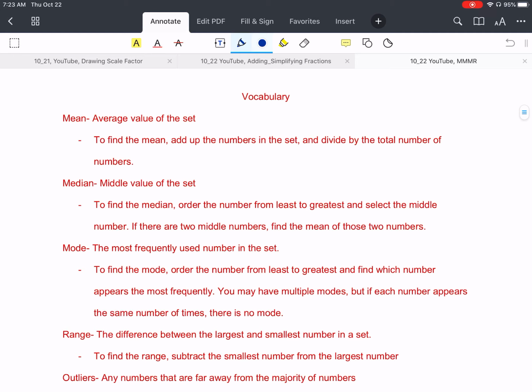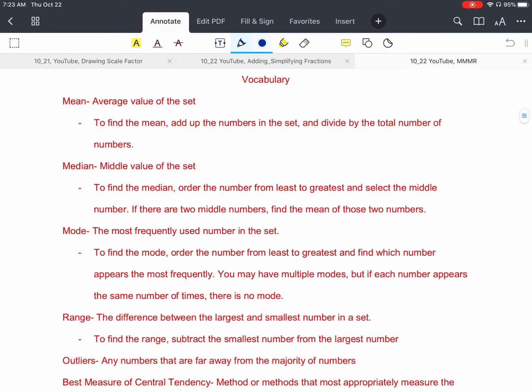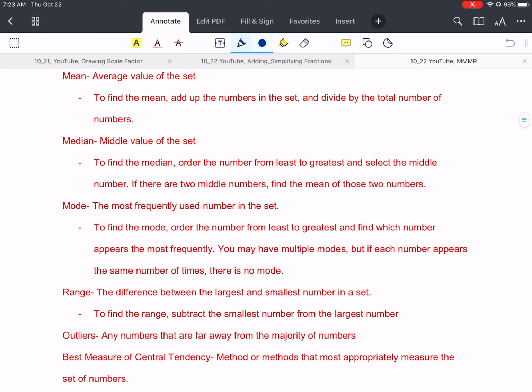The mode is the most frequently used number in the set. So maybe in a set of numbers, 1 or 2 numbers pop up more than the others. You'll want to identify that as the mode. The range, that's the difference between the largest and smallest number in a set. And remember that range, or the difference, means to subtract.